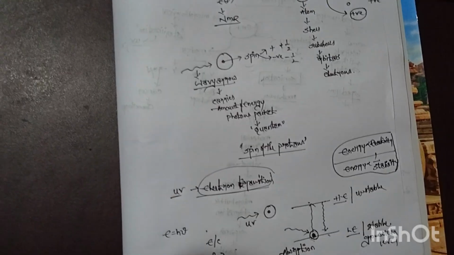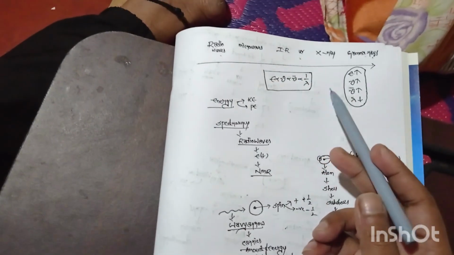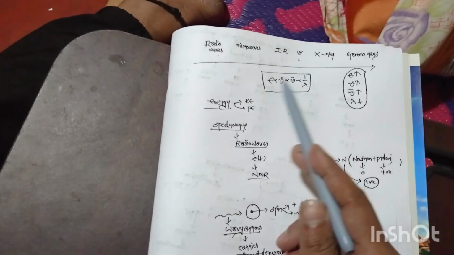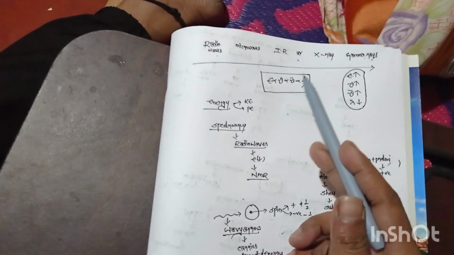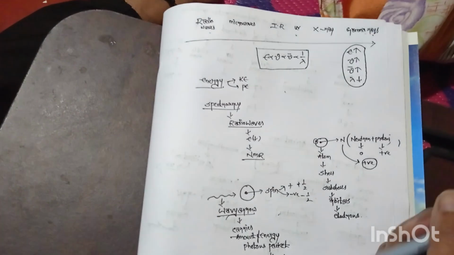So these are the formulas involved in this type of radiation source. And in IR spectroscopy, the vibrational movement of the bonds in vibrational form takes place, right?